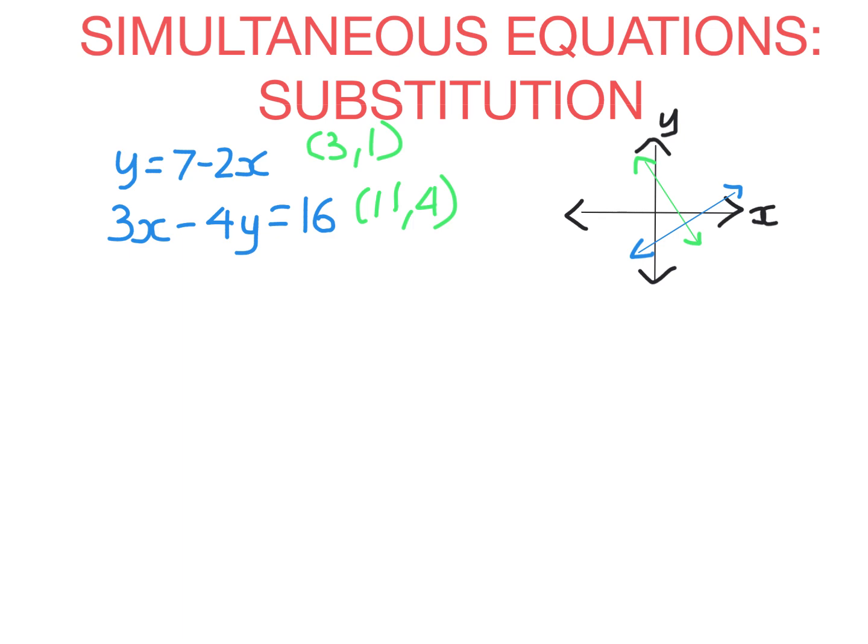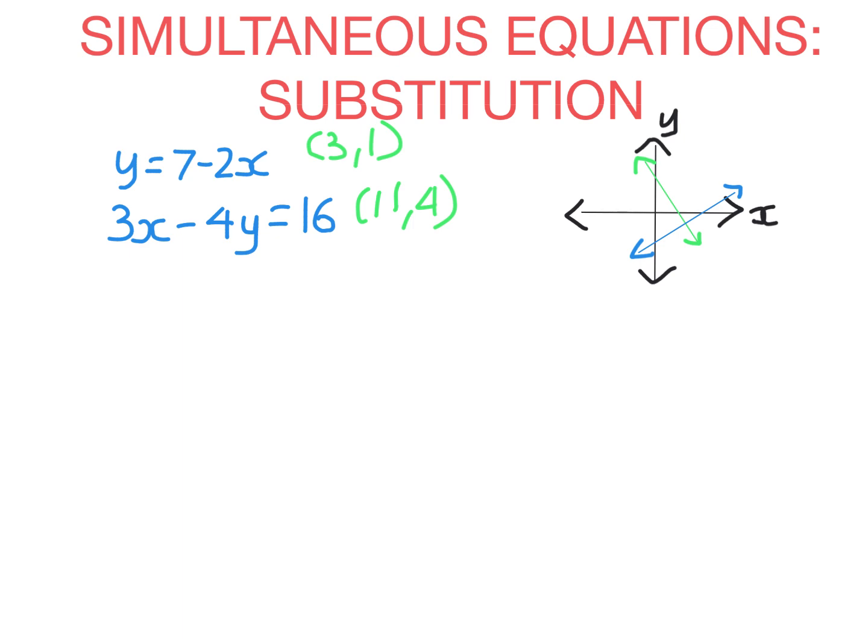Turns out though, there is one solution to this equation that is also a solution to this equation. That's what we're doing when we're solving simultaneous equations. We're finding the solution to this that at the same time is a solution to this. So how do we use the substitution method to do it? Well, what we do is we substitute one equation into the other.